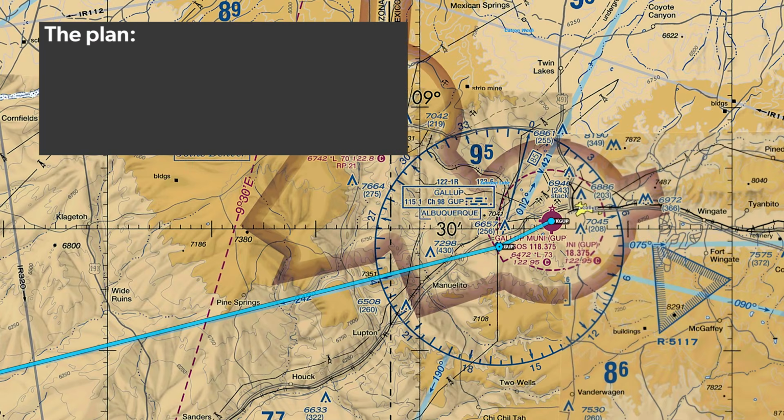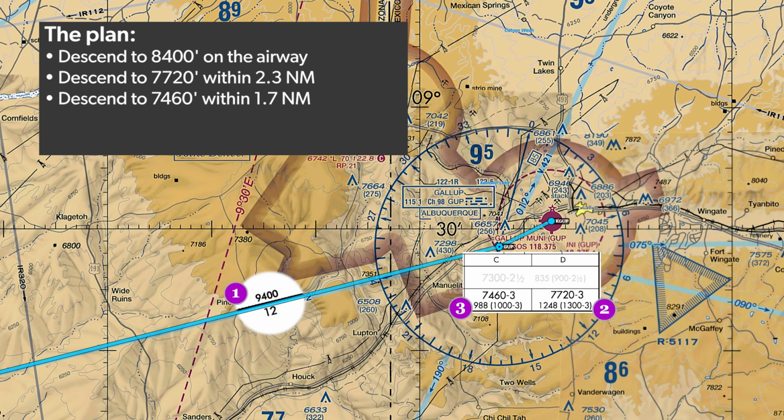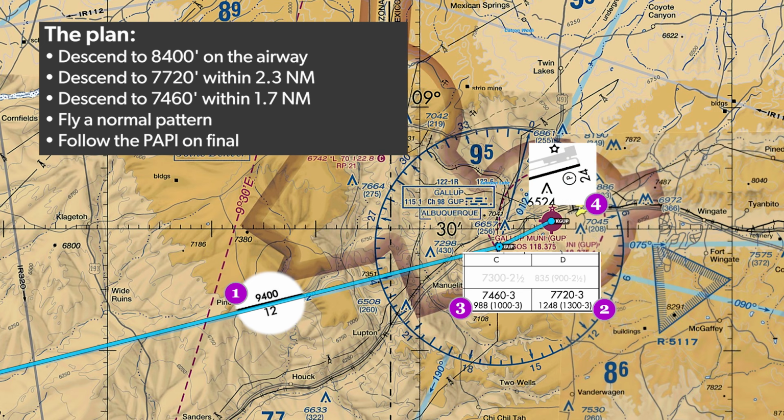So we have a plan. I've determined safe altitudes I can use all the way in. On the airway, I can go as low as 8,400 and still have at least 1,000 feet of clearance. Then when I'm within 2.3 nautical miles of any runway end, I'm protected by the Category D circling minimums at 7,720 MSL. And then once I get within 1.7 nautical miles, the Category C circling minimums cover me at pattern altitude. Then I have a PAPI to follow on final, which offers protection out to 3.4 miles within 10 degrees of the center line unless the chart supplement says otherwise, which it doesn't here.